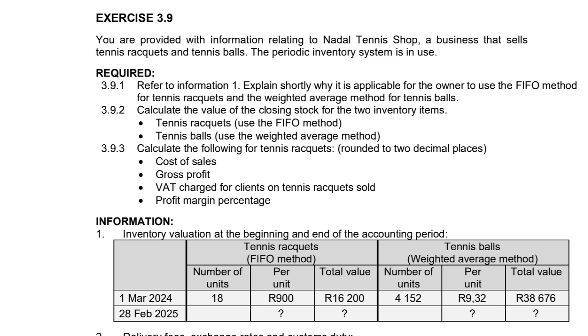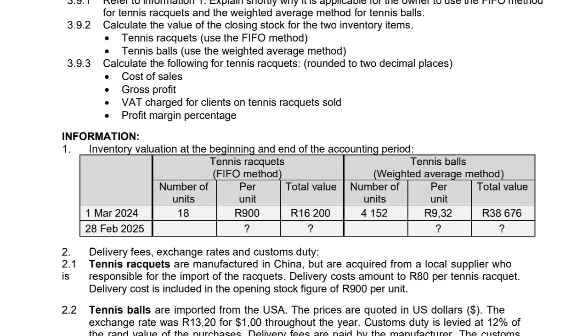Required 3.9.1, refer to information 1, explain shortly what is applicable for the owner to use the FIFO method for tennis rackets and the weighted average method for tennis balls. 3.9.2, calculate the value of the closing stock for the two inventory items. Tennis rackets use the FIFO method, tennis balls use the weighted average method. 3.9.3, calculate the following for tennis rackets, round to 2 decimal places: cost of sales, gross profit, VAT charged for clients on tennis rackets sold, and profit margin percentage.